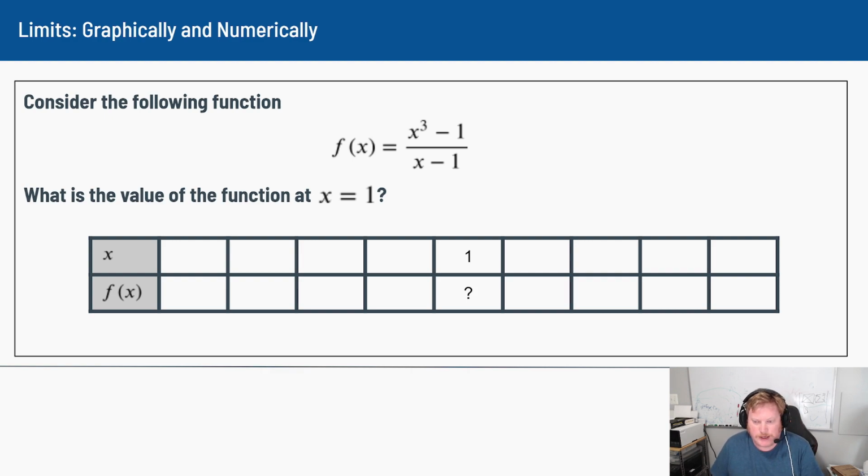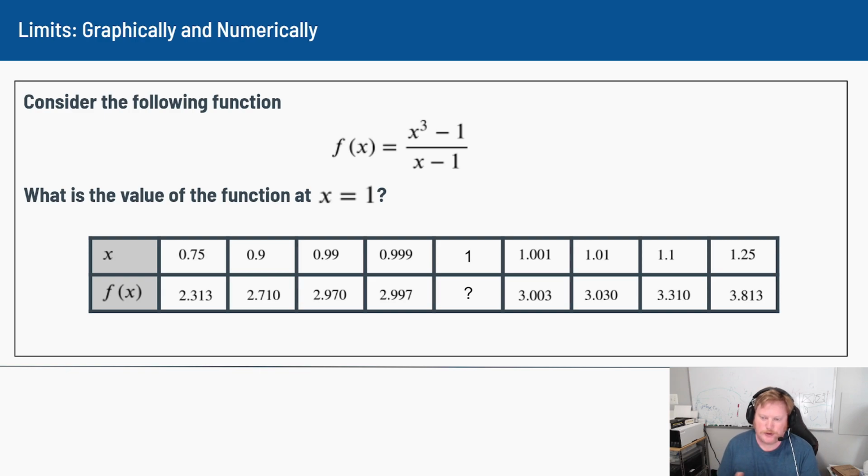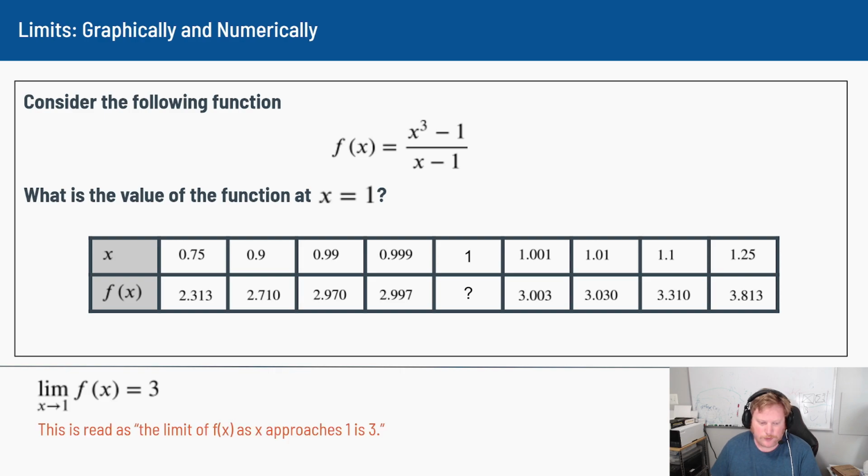So using a table of values and coming in from both the left and the right side and creating a smaller and smaller neighborhood around 1, you can see that the value of f of x does seem to be approaching a single value of 3. And this would be read as the limit of f of x as x approaches 1 is 3.